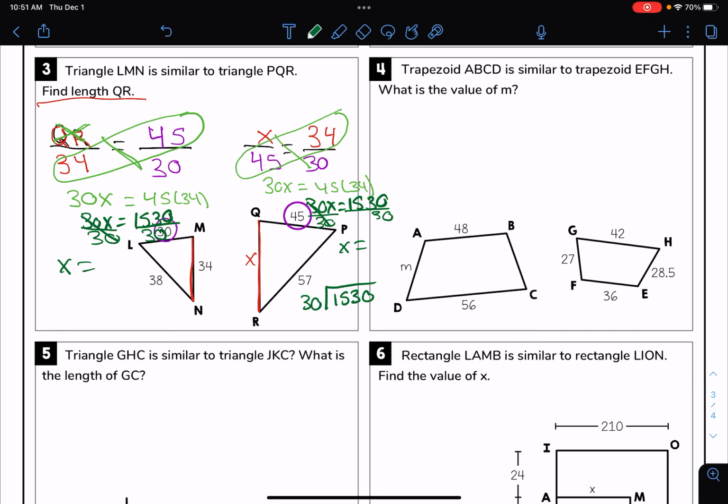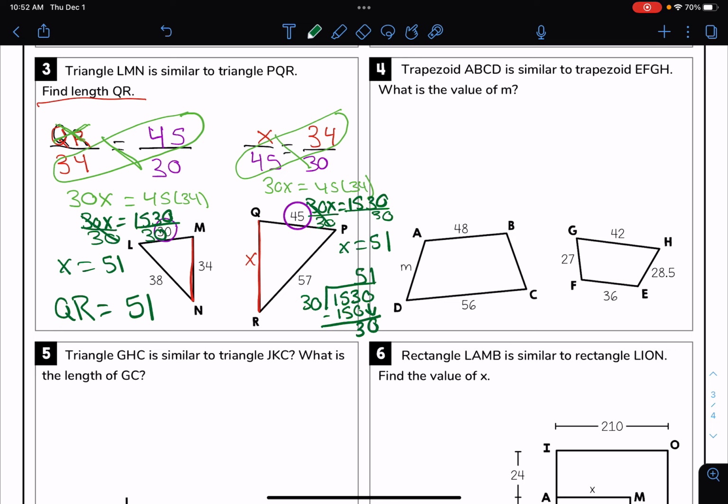So can 30 go into 15? No. Can 30 go into 150? Yes. How many times? 5 times is correct. 5 times 30, 150. You're going to subtract. You have a remainder of 3. Bring down your 0, and 30 goes into 30 1 time is correct. So x equals 51. What does that mean? That means that the side measure of QR, that means QR equals 51. Okay? So that's how you would solve those two.